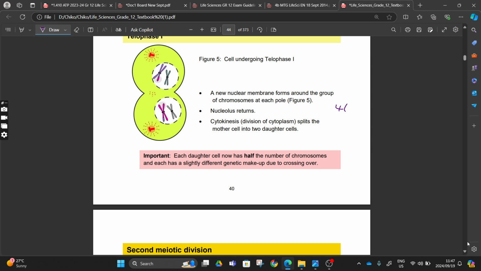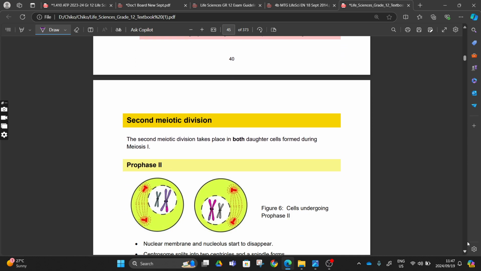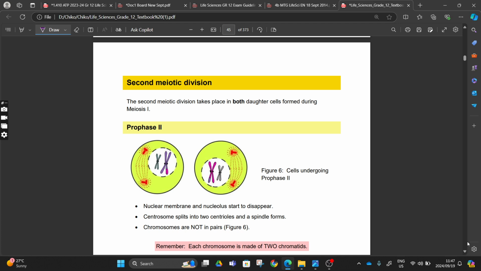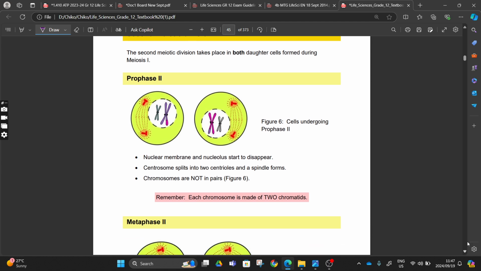We started with 46 chromosomes, and we are ending with 2 cells, both of them having 23 chromosomes. And then we move on to our second meiotic division, from prophase 2. Prophase 2, same thing is happening.